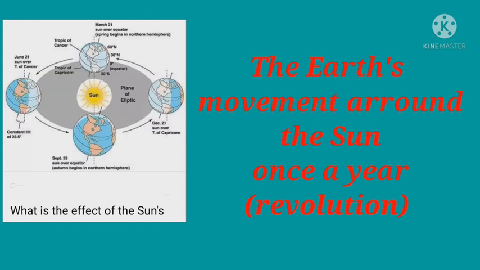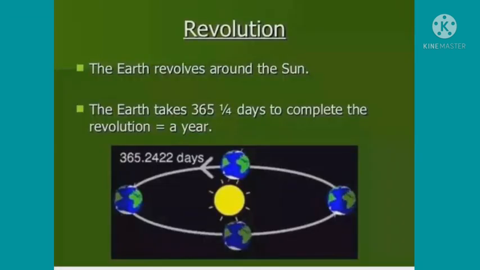The Earth's movement around the Sun once a year is called revolution. For Earth to take one complete revolution around the Sun takes 365.24 days. Because of this, February has 29 days in a leap year. This amount of time is the definition of one year. The gravitational pull of the Sun keeps Earth and the other planets in orbit around the star.